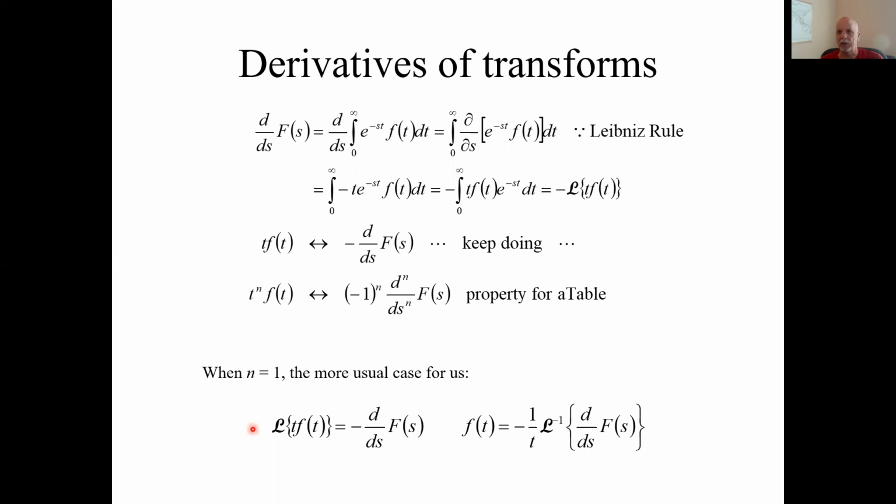The usual case for my students, just so we don't have to take too many derivatives and get too tedious, is where n is just equal to 1. You might want to write this down. And if we're looking for the time function, it would be this property here. The time function is -1 over t times the inverse Laplace transform of the derivative. We'll get into a couple of examples of this.